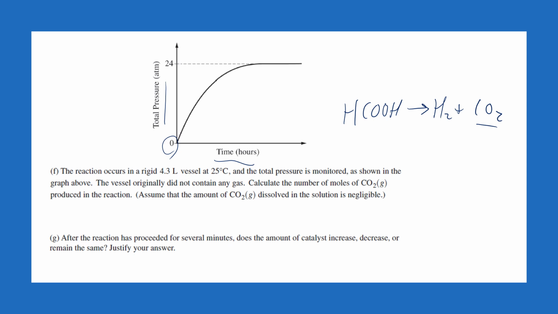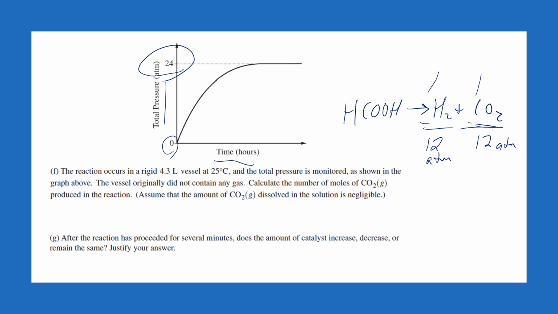Okay, so because the reaction is forming both hydrogen gas and carbon dioxide gas, and it's producing it in a 1-to-1 ratio, I know that that 24 atm is going to be 12 atm from hydrogen and 12 atm from carbon dioxide because of the 1-to-1 ratio. And the partial pressure is just dependent on the moles of the gas. They're going to have different masses, different densities, but the pressures will be the same because the moles are the same.